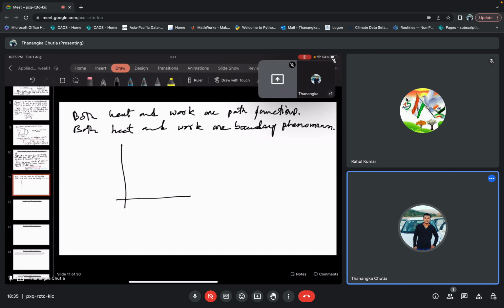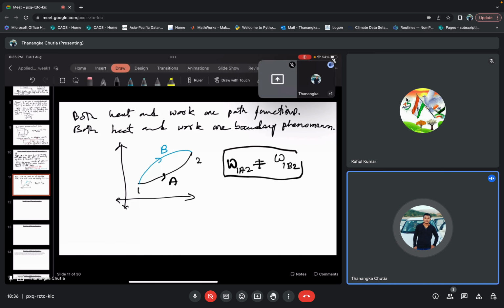Suppose I want to calculate the work done in going from point 1 to point 2 via this path A, and at the same time I want to calculate it going from point 1 to point 2 by path B. The conclusion is that work from 1A2 will not be equal to work from 1B2. So it does not depend only on the initial and final state, it also depends on the path followed, and similarly Q1A2 will not be equal to Q1B2.